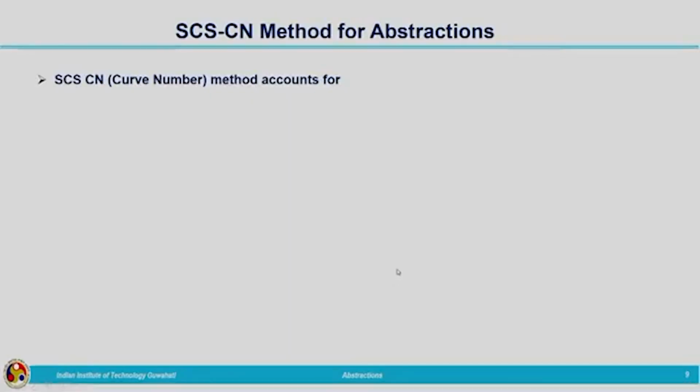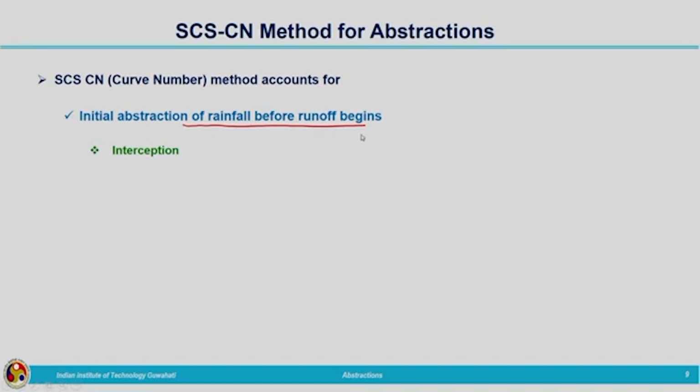So, in the SCS curve number method, the initial abstractions of rainfall before runoff begins are accounted for, and those initial abstractions include the interception storage and the depression storage, and also the infiltration. So, whenever we talk about abstractions in the case of the SCS method, it is inclusive of the initial abstractions such as the interception storage and depression storage, and also the infiltration.